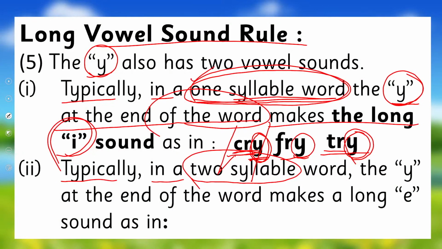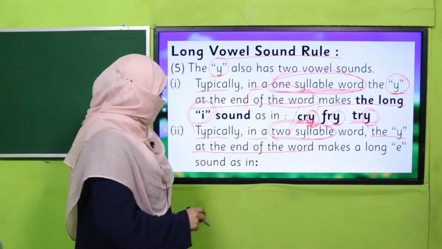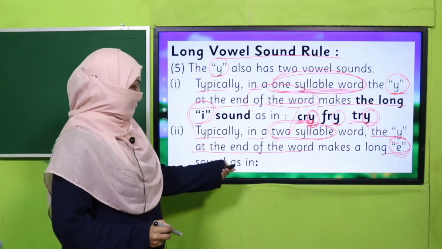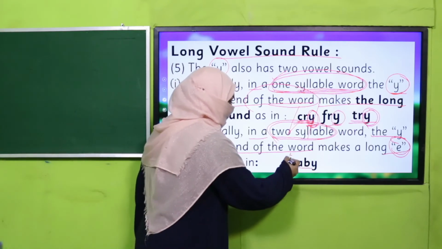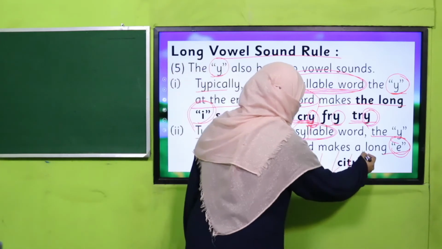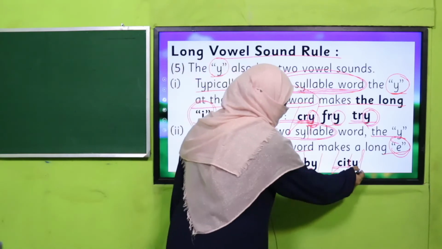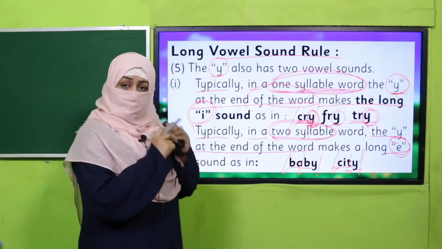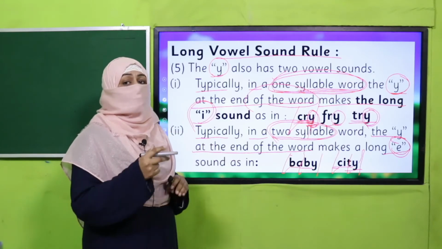And the second rule for Y is typically in two syllable words. Okay, first was for one syllable. Now it's if the word has two syllables and the Y at the end of the word. Again, when Y is at the end of the word, if it is one syllable, it's long I. And if it is two syllables, what will happen? It will sound like the long E sound. That's why we say baby, baby, right? City, city. You got it? So these are a few rules which we follow while pronouncing these words for long vowel sounds.